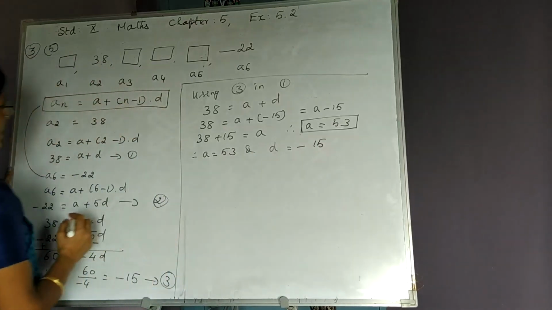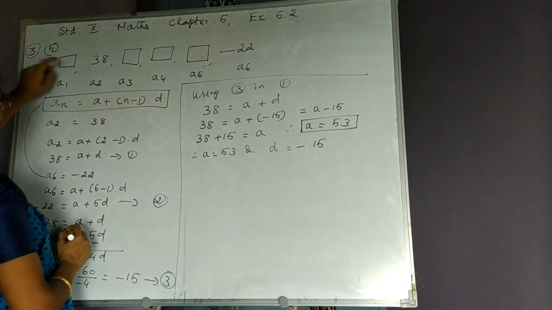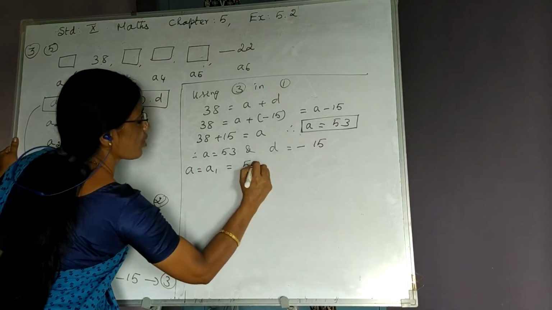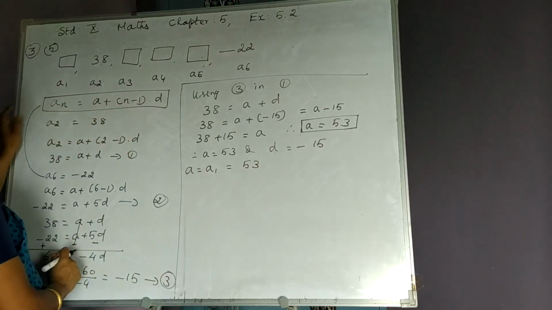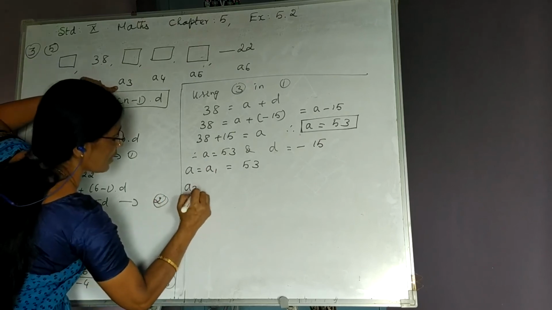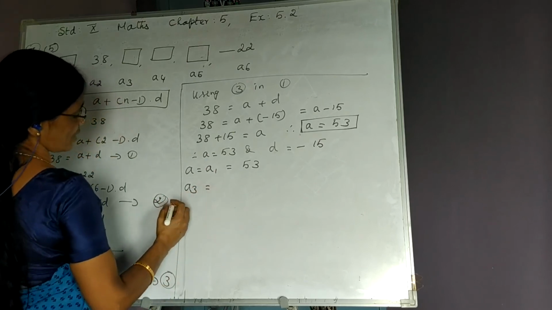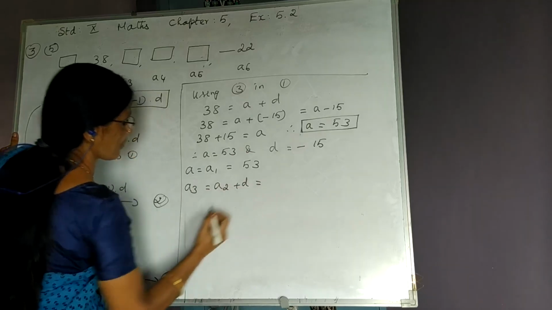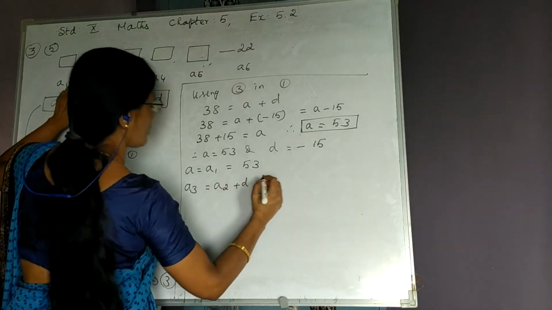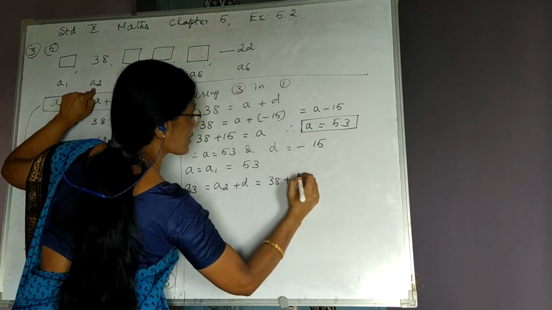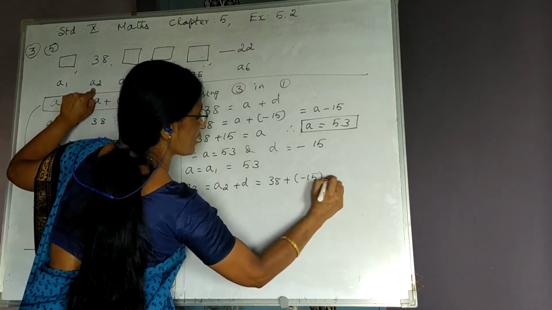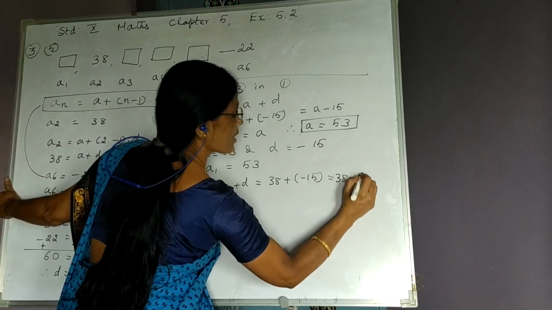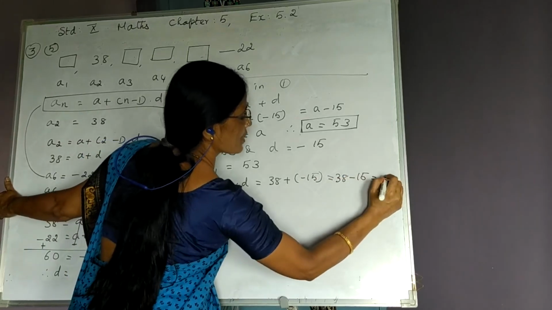Right? Now we are going for the missing terms. We know A and A1 are equal. Equal to how much? 53. Then we take A3. So we are using the shortcut method here. A3 is A2 plus D. A2 is 38 plus D is minus 15. So plus of minus is minus, we know. So 38 minus 15, which is 23.